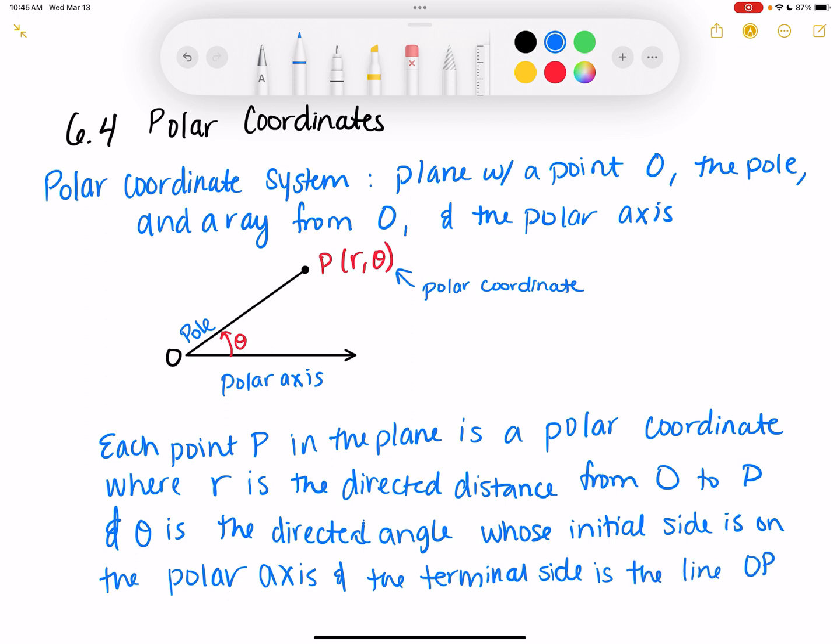So if you remember back from geometry, when you were naming lines, you would put the two endpoints of it, and you would call it like OP for that line. That's what that name would be.